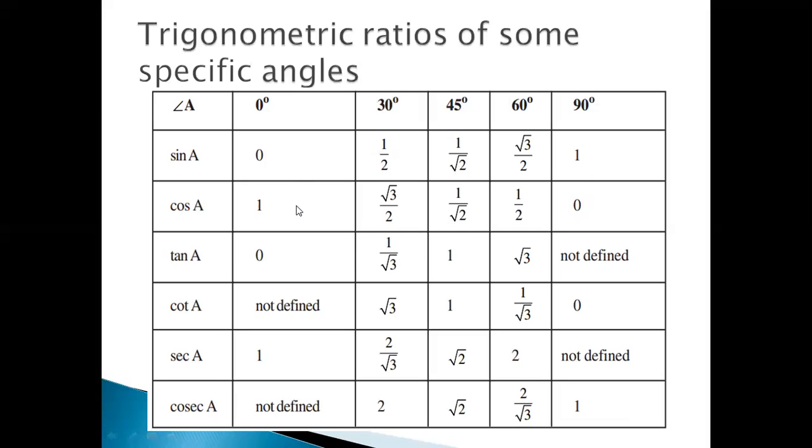Then sine by cos, you make it, you will get the tan. Tan, in reverse order you write, you will get the cot. Then write all the reciprocals of cos, you will get secant. Write all the reciprocals of sine, you will get cosecant.